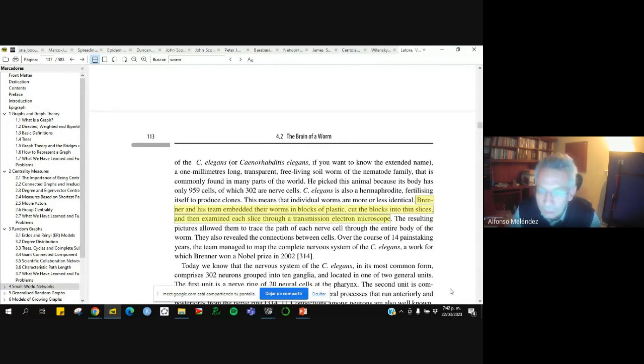Okay, I was wrong. It was not 13 years, sorry, it was 14 years. Very near. Over the course of 14 painstaking years, the team managed to map the complete nervous system of the worm, a work for which Brenner won a Nobel Prize in, I was wrong in the date again, 2002, 21 years ago.